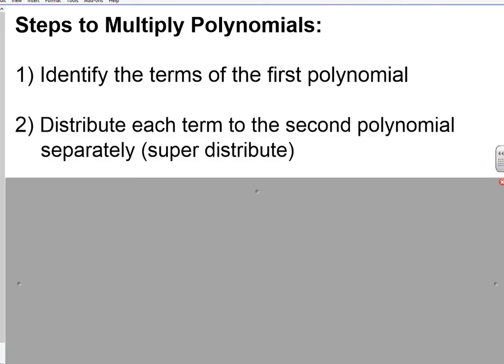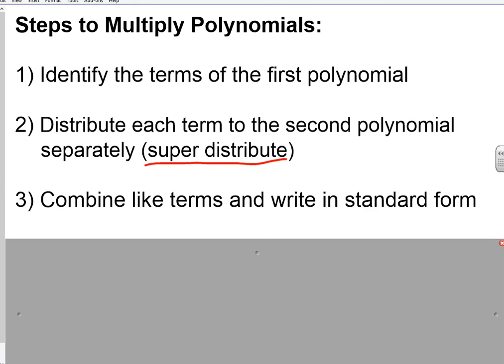Distribute each term to the second polynomial separately. We like to call this super distribute. Combine like terms, write in standard form. Remember, standard form is where it's in order from least to greatest for your exponents. You can pause the video now if you need more time to write down the notes.